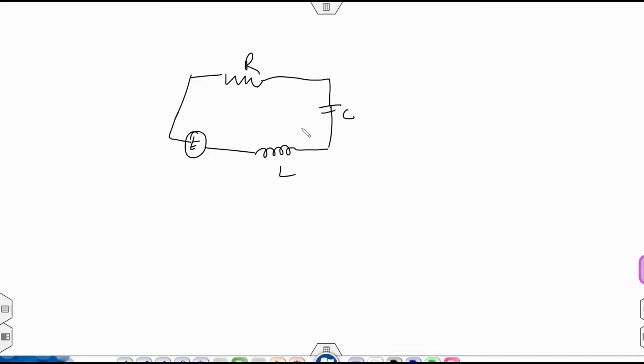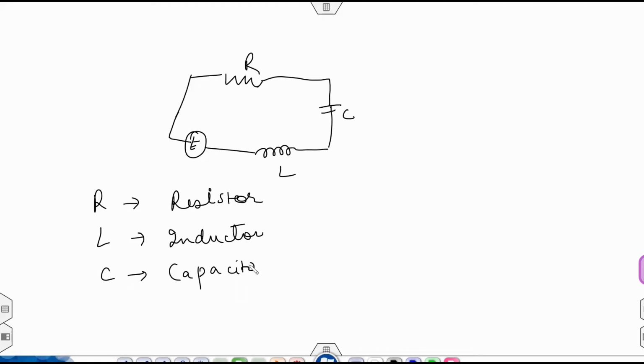That means that I have a circuit that is having an electromotive force E and an inductor L, a capacitor C and a resistor R. So these are connected in series. So I'll just write down a few things: here R is for resistor, C is for capacitor and E is electromotive force. So we will see how we can use differential equation to find out the current and charge in this circuit. I hope that you all are aware of the electromotive force.